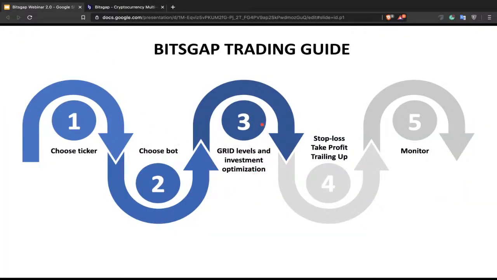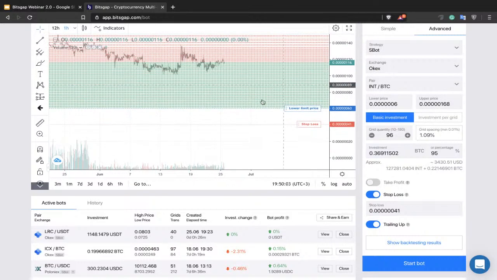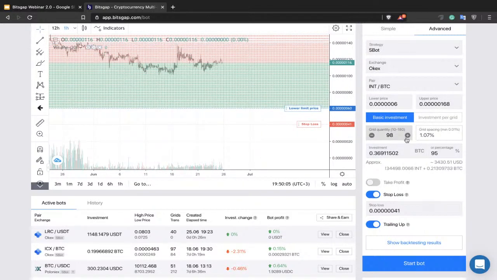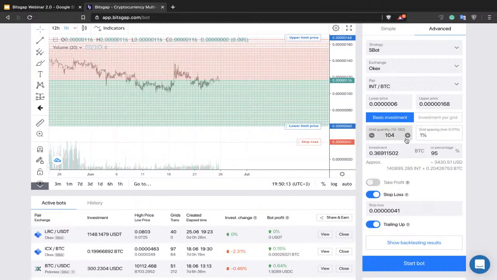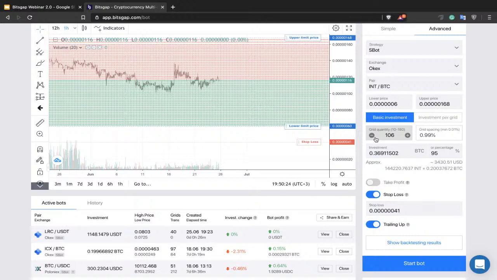The first step would be to set the grid levels amount. And we now know that to have more grid levels, we must have enough of the investment. We must have enough balance. So the more grid levels, the bigger must be your investment, because each grid level requires a certain amount of investment allocation.